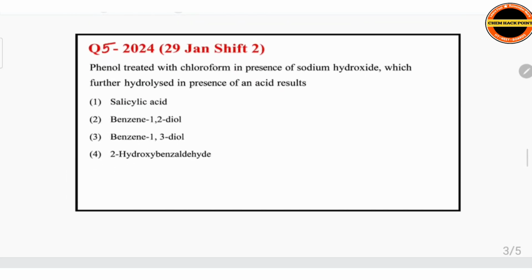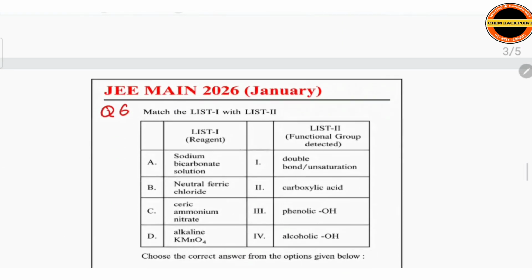Next, again see the question, again a 2024 question. Phenol treated with chloroform in presence of sodium hydroxide, with further hydrolysis in presence of an acid, results in. Again a similar question. Actually salicylaldehyde we will get, right? It's not salicylic acid. It's CHCl3, chloroform. When will you get salicylic acid? If it is CCl4, you will get salicylic acid. So here you will get this one. What is this? 2-hydroxy benzaldehyde is the correct option. Number of times repeated. Mark it as very important PYQ.